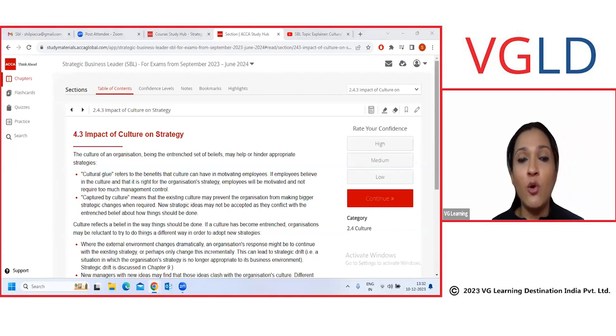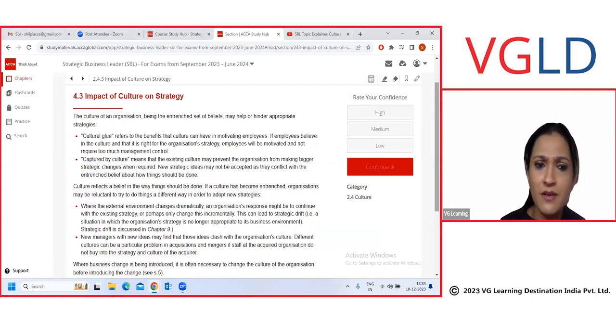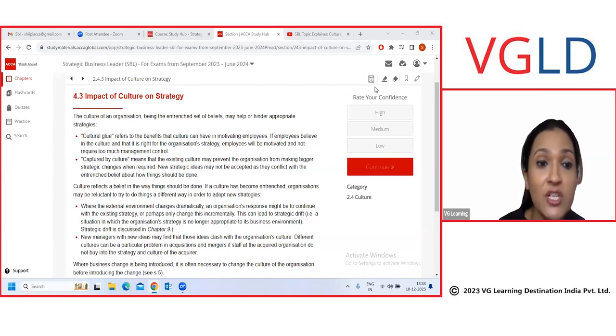Wonderful. So now let's have a look at how the culture of an organization is going to impact the strategies, the strategic decisions made by the organization. Do you think the culture of the organization impacts the strategy of the organization? Absolutely yes, right? So what we need to understand here is that we need to foster a culture of growth. We need to foster a culture which has a positive attitude towards the organization so that the organization is able to achieve its mission and vision in the long run.